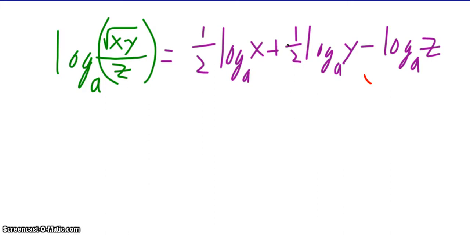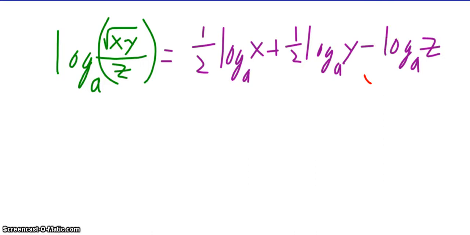Notice that the square root was only on the x and the y, so it is only in front of the log base a of x term and the log base a of y term, and it is not in front of the log base a of z term. Had the square root been around the entire quotient of x, y over z, then there would be a 1/2 in front of the log base a of z as well.